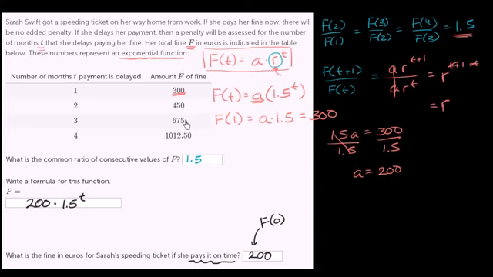Now, another way of thinking about it is, let's look at the common ratio. To go from 675 to 450, you're essentially dividing by the common ratio. To go from 450 to 300, you are dividing by the common ratio. So to go from t equals 1 to t equals 0, you would divide by the common ratio again, and you would get to 200. Or another way of thinking about it is, to go to successive months, every time we are multiplying by the common ratio.